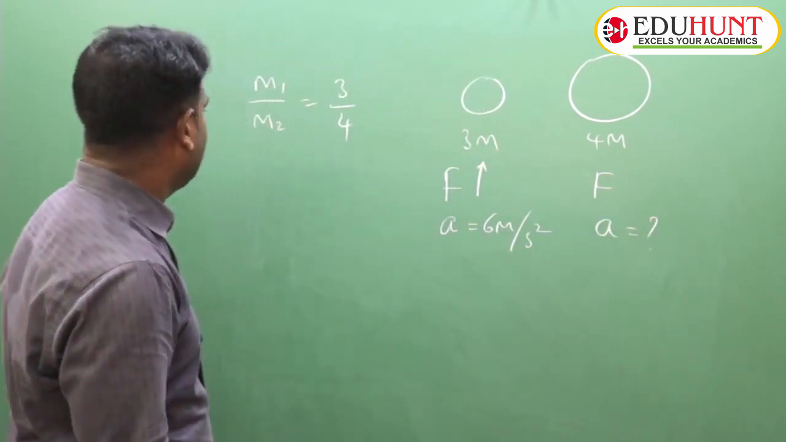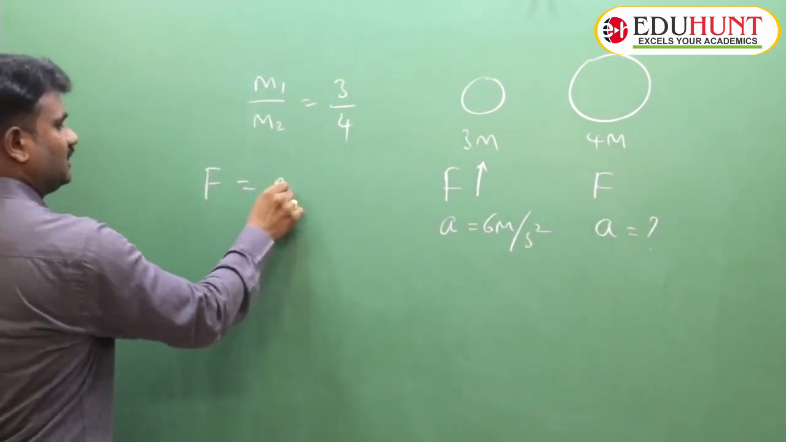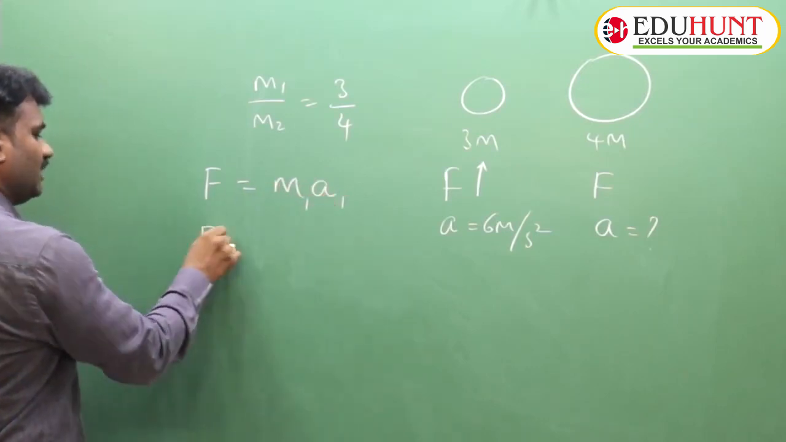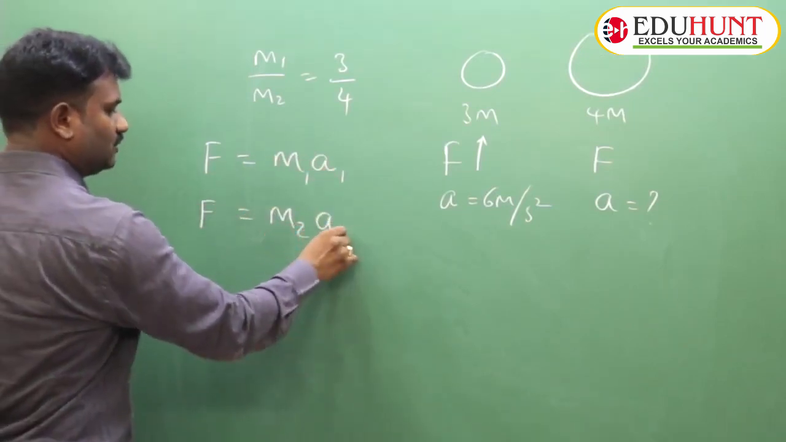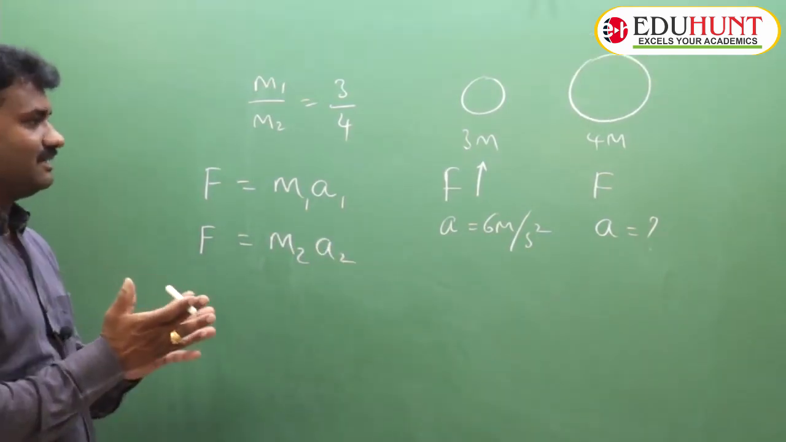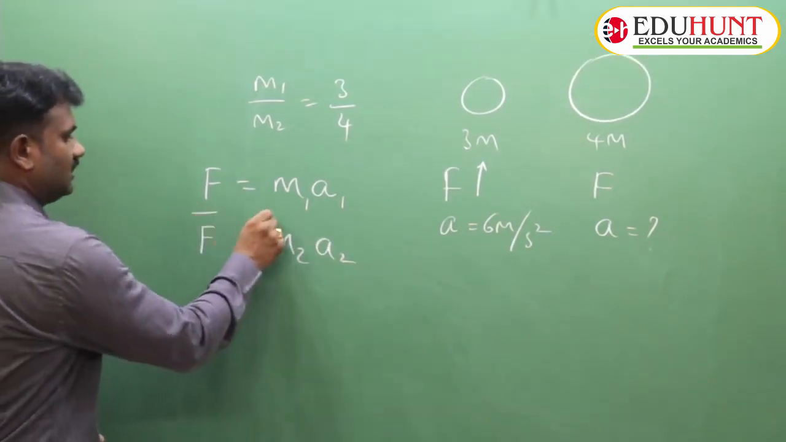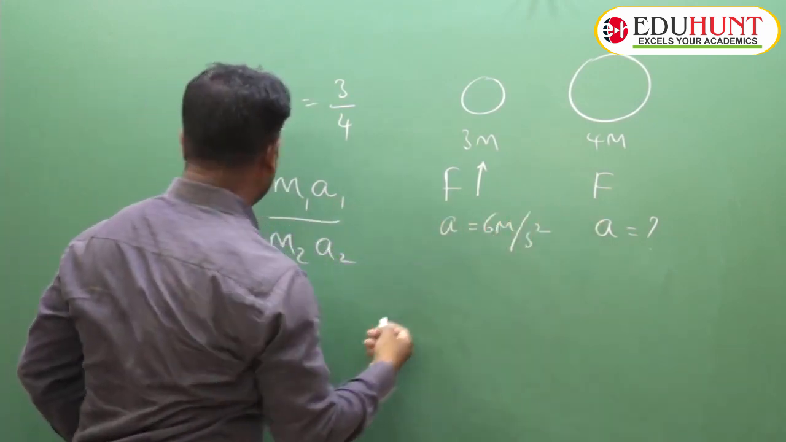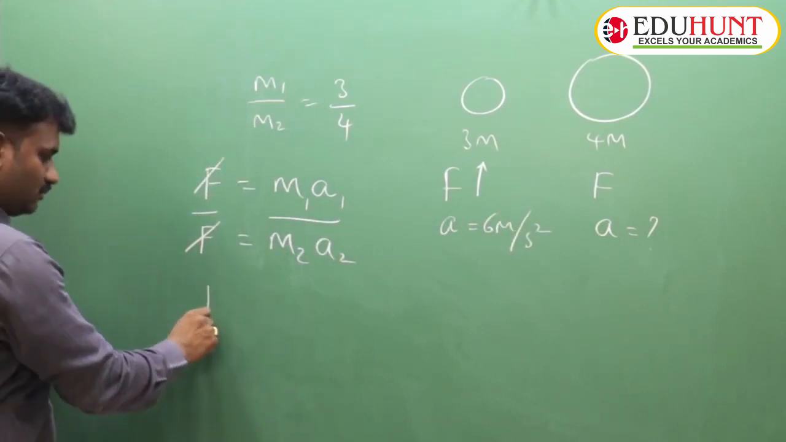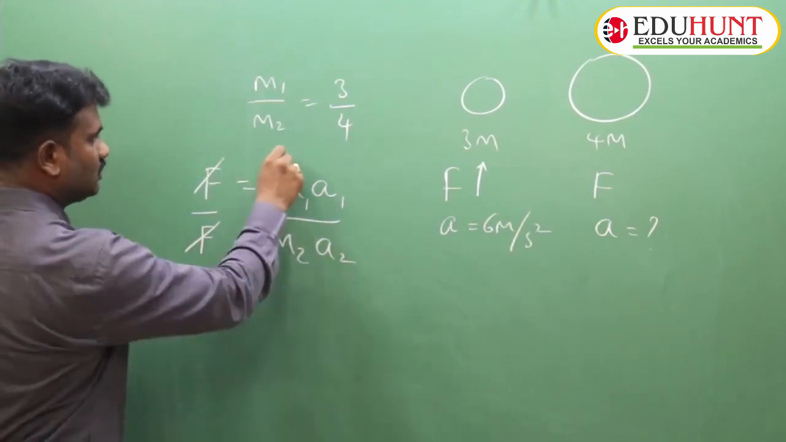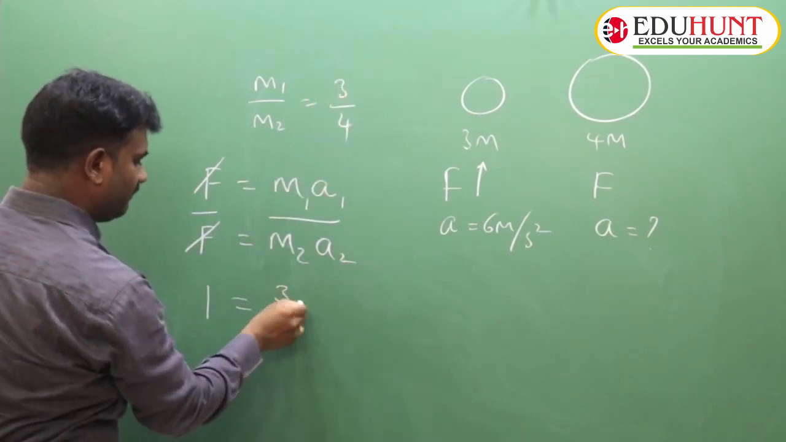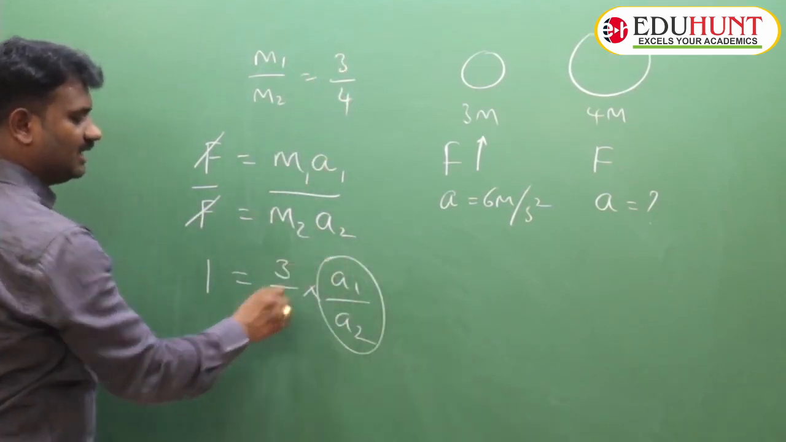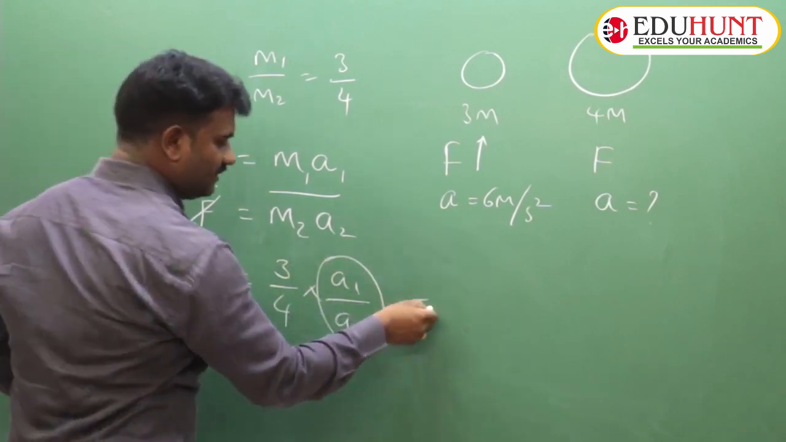That's all. See, we have the formula F is equal to m into a. So for the first body, m1 a1. For the second body, it is m2 a2. Got it? So whenever he asks some ratios, just divide the two equations. As force is the same in both cases, F gets cancelled, which is equal to 1 is equal to m1 by m2, and m1 by m2 equal to how much? 3/4 into a1 by a2. Our target is to find the ratio a1 by a2.